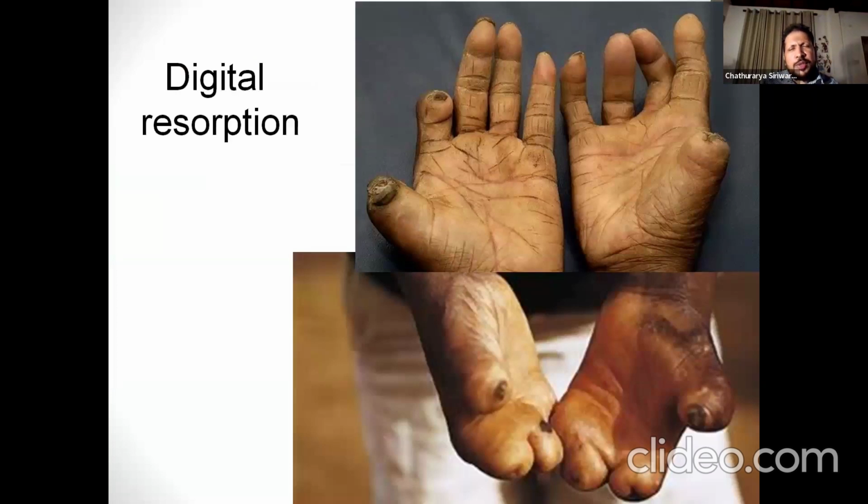Due to repeated trauma and autonomic reflexes, they can have bone resorption and digits become shorter and shorter. So we say in leprosy the digits fall, but actually they don't fall off. They are resorbed, right? So the digits become shorter and shorter, which can be quite disabling and lead to considerable stigma.